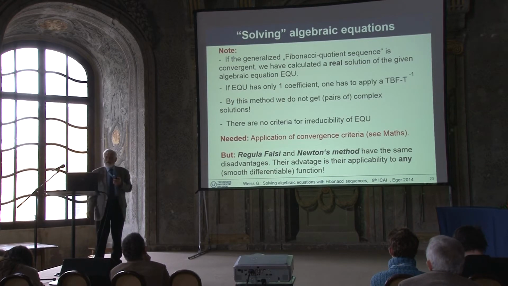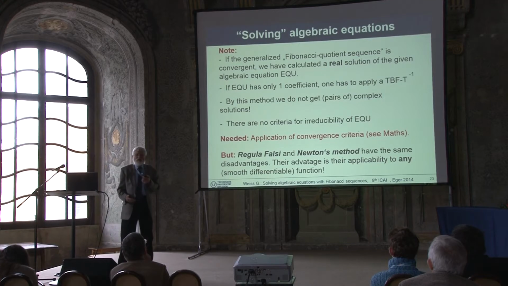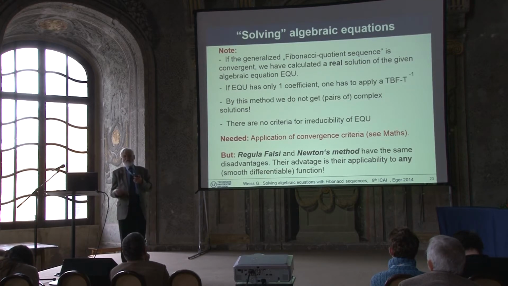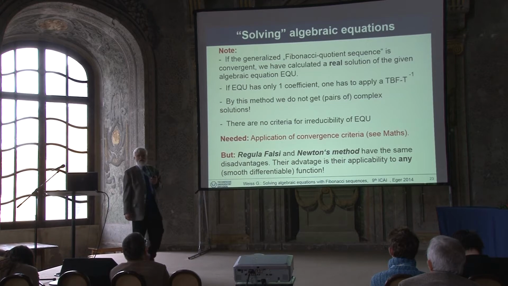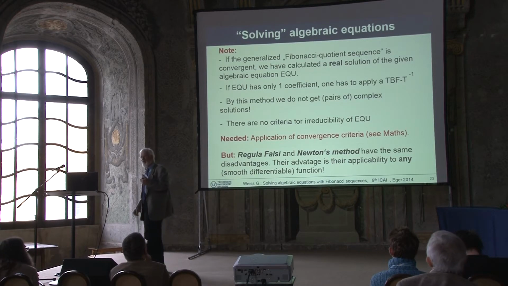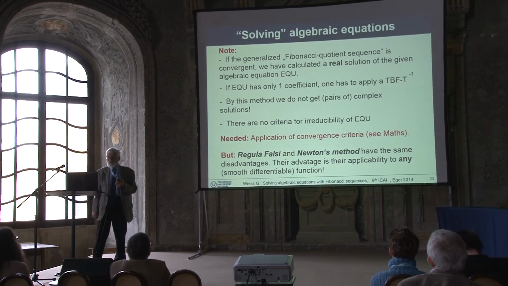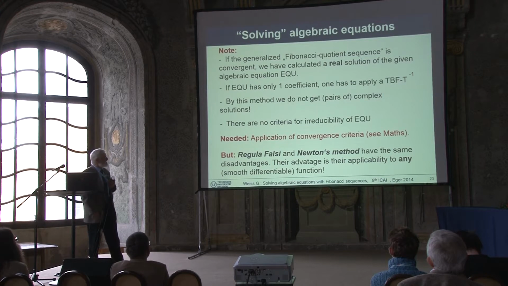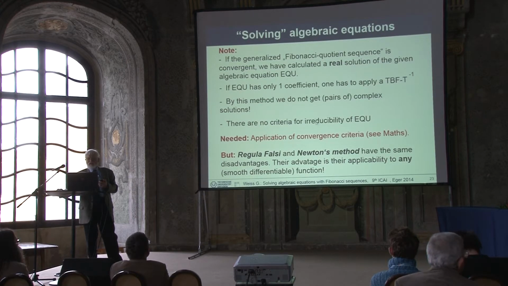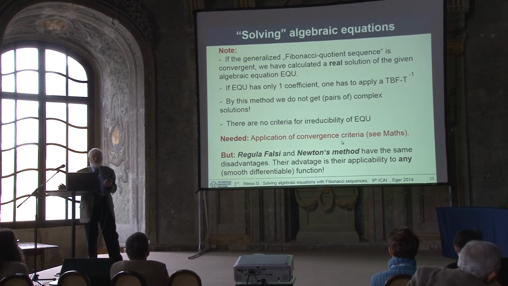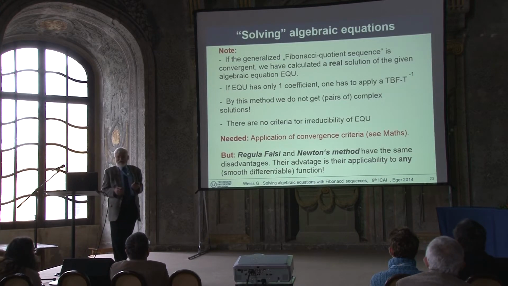By this method, we do not get, of course, pairs of complex solutions. So if we have an equation of fourth order, we might have difficulties to solve it, but we can see directly that the sequence is not convergent. Then we have a criterion that there is no real solution. Needed is the application of convergence criteria, and there we have to talk about mathematics again.